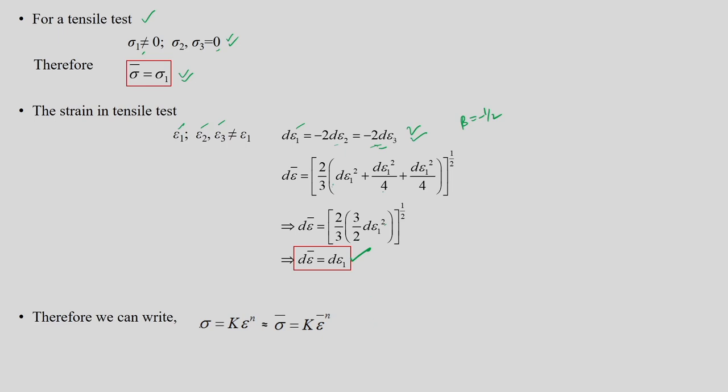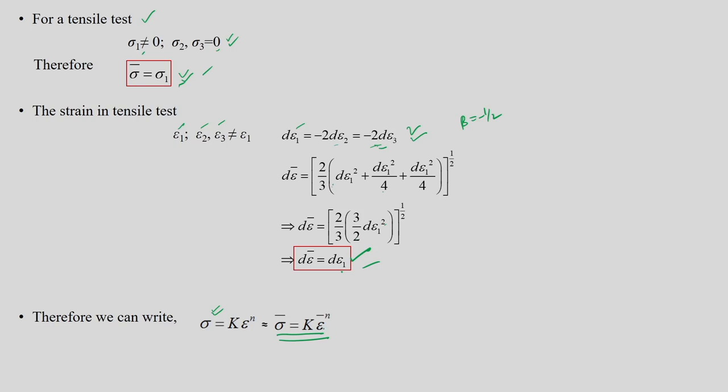So I can write the equation sigma is equal to k epsilon power n as sigma bar is equal to k epsilon bar power n by using these two important results. Sigma is equal to k epsilon power n is a standard equation that we know, that can describe the strain hardening behavior of any metallic material using a power law. It can be written in effective terms as sigma bar is equal to k epsilon bar power n, by considering uniaxial deformation, by these two important results.